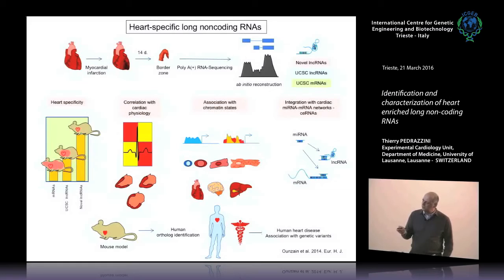And very important, we also try immediately to make sure that we have orthologs in humans in order to identify relevant targets for the clinics. This is because we're very much interested in finding ways of improving the adaptation of the heart to stress, and we put everything in a clinical context.